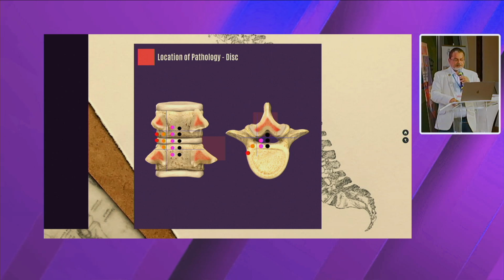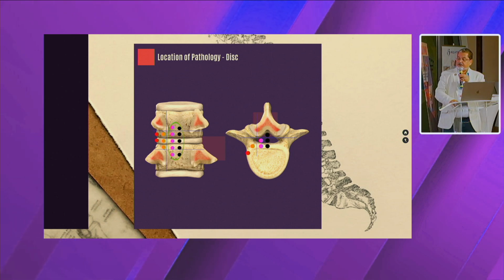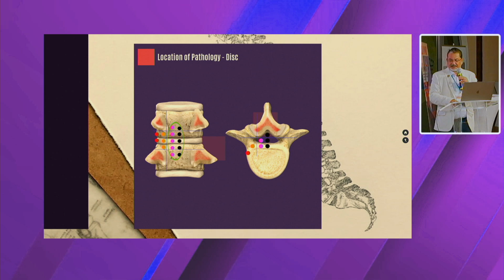Location of the pathology is important because some pathologies are accessible for transforaminal very easily, whereas some pathologies are extremely difficult. If you see these pathologies, which is in the spinal canal, and these pathologies in the lateral recess and in the foramen.